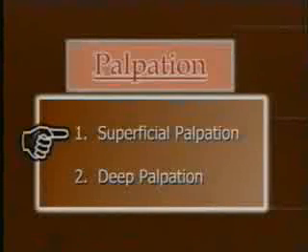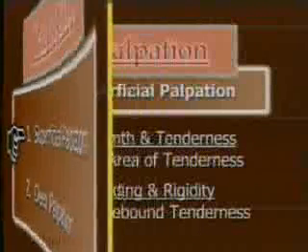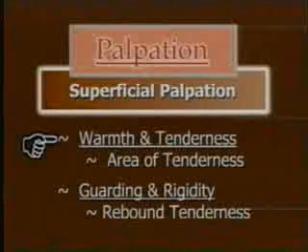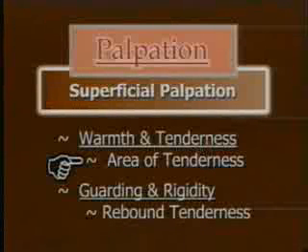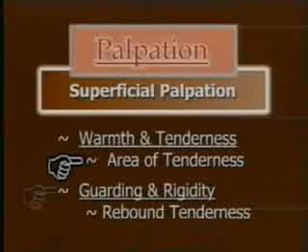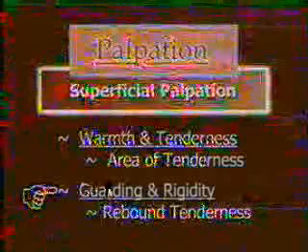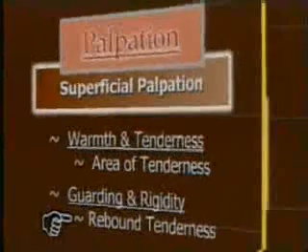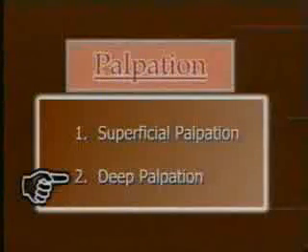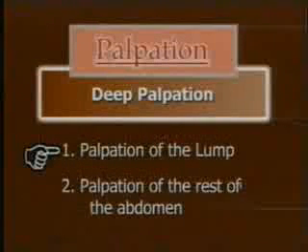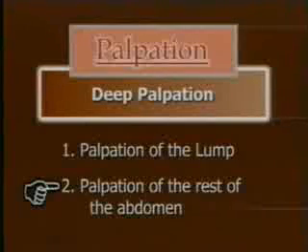To revise, on palpation, first conduct superficial palpation to detect warmth and tenderness. If there is tenderness, mark the exact area or spot of tenderness and look for guarding, rigidity or rebound tenderness. Then conduct deep palpation. First palpate the lump and then the rest of the abdomen.